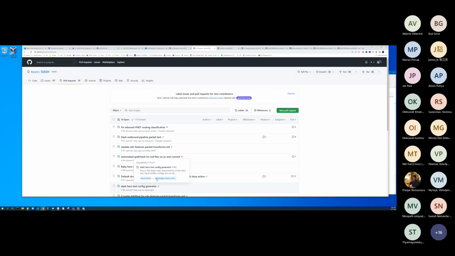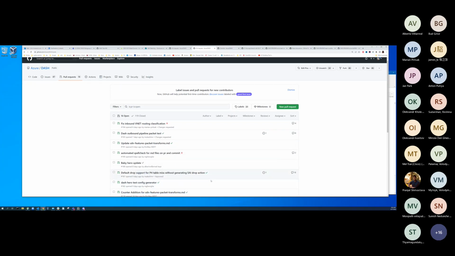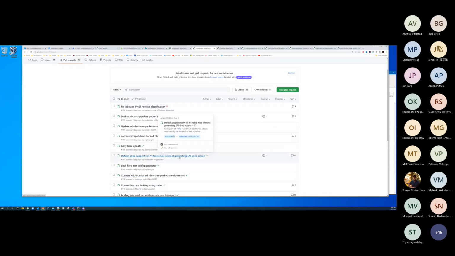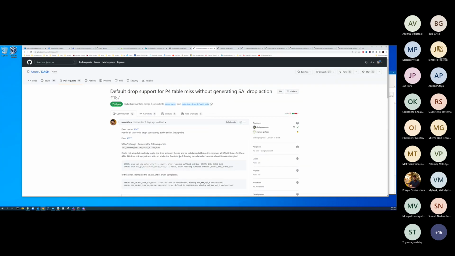And this one here is another one from Mukesh that's fixing the drop action. Either review it and say it's okay, or recuse yourself from the review list, and we can let this go too.